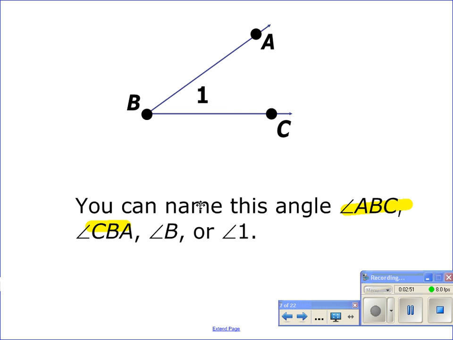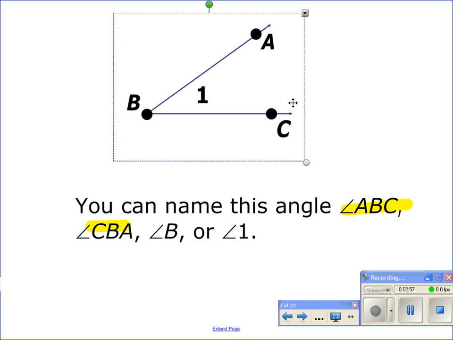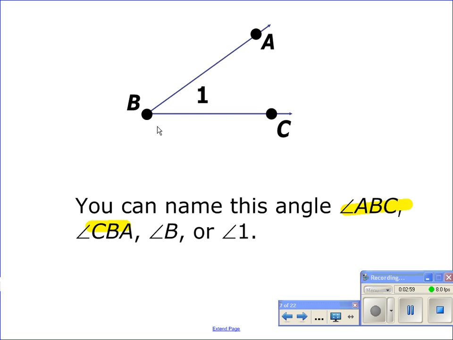Whenever you are naming angles, you're going to name it preferably alphabetically. So this would be angle ABC or angle CBA, as long as B, the vertex, is in the middle. Or this could be called angle B or angle 1. Most of the time in math this year, you're going to see it as angle ABC.